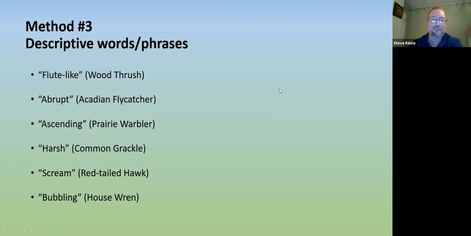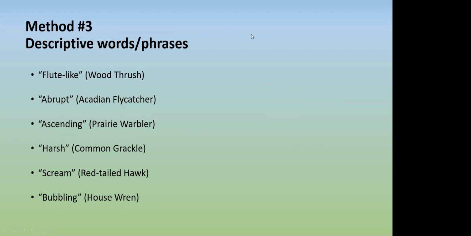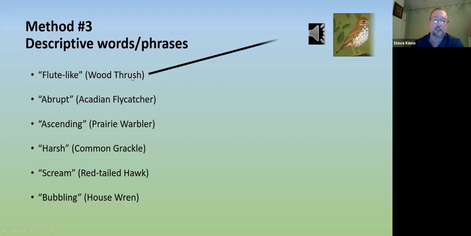Okay, so that's another way we look at some of the bird songs and we say, well, it sounds like some other thing that we're already familiar with. And then the third one is to use descriptive words and phrases. Let me give you a couple of examples. The wood thrush is oftentimes described as having a flute-like quality, at least in part. Listen to it.